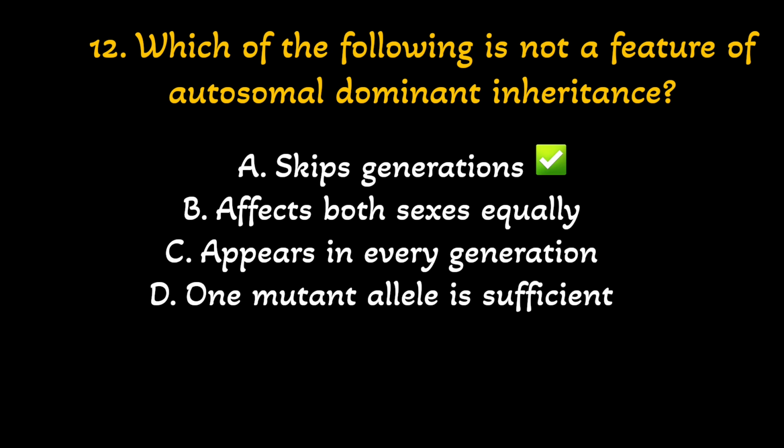Option A, student, is the correct answer, that it skips generations. The reason behind it is that autosomal dominant traits typically appear in every generation because only 1 copy of the mutant allele is needed for expression. Now, if a trait skips generations, it is more likely to be recessive. So option A is the correct answer. It's not a feature of autosomal dominant inheritance.